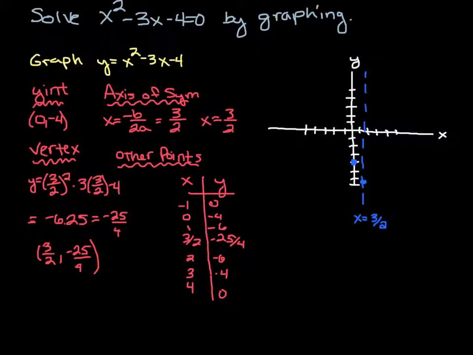Alright, so now we're going to plot all these points that we just found. So we have (-1, 0), (0, -4), (1, -6), (2, -6), (3, -4), and then (4, 0). I'm going to do my best to sketch this graph.